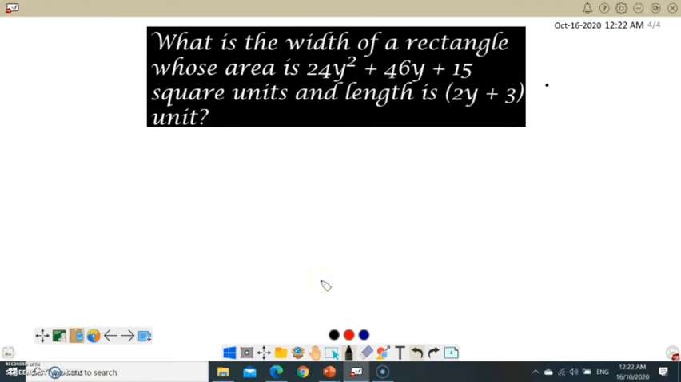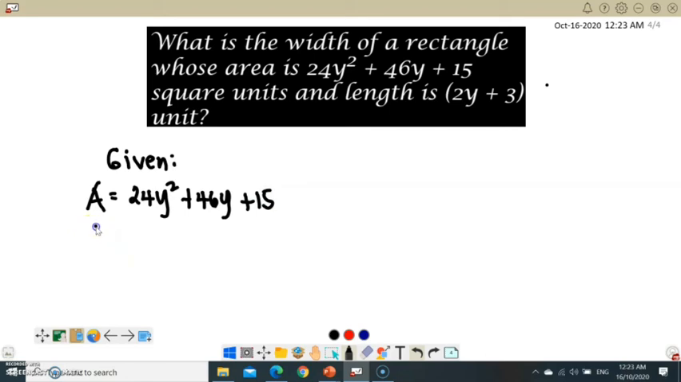What is the width of a rectangle whose area is 24y square plus 46y plus 15 square units and length is 2y plus 3 units? Okay, so the given area is equal to 24y square plus 46y plus 15. So the length is equal to 2y plus 3. Now we are looking for the width of the rectangle.